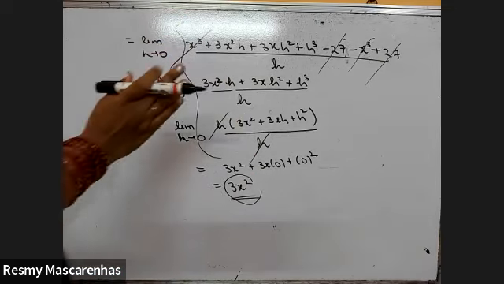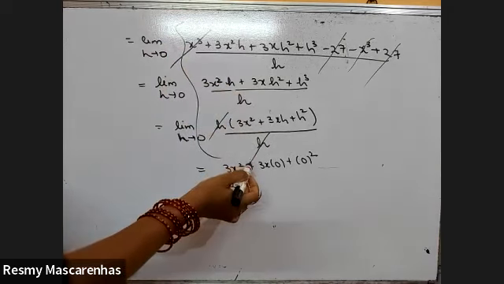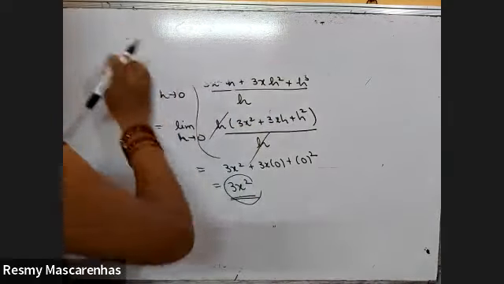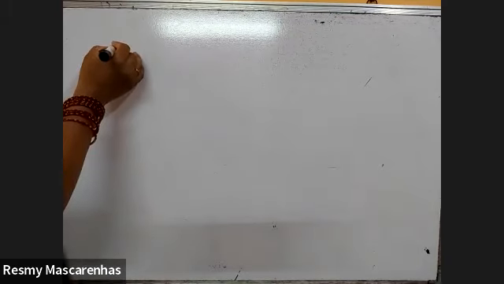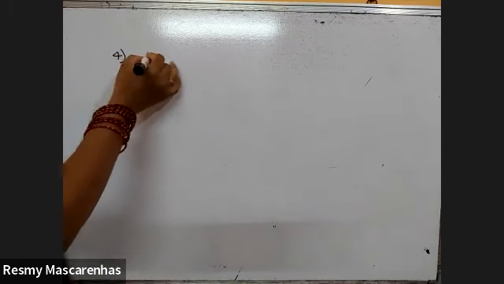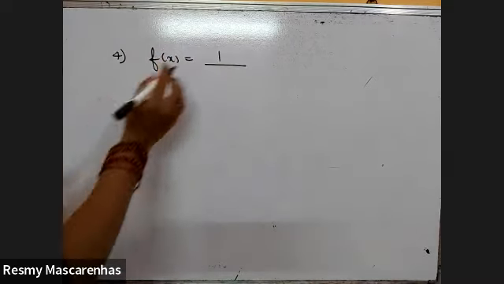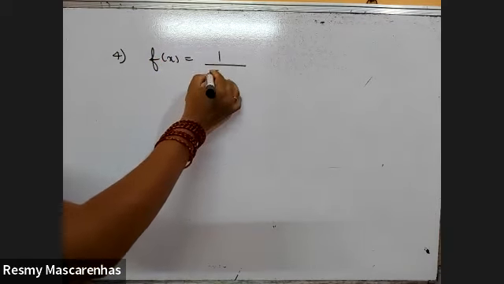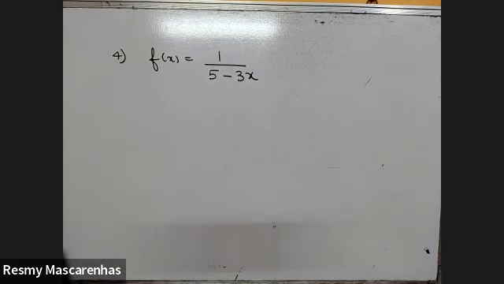But as we know, it is there in the portion, so we have to study, because specifically if they ask using first principle, then you have to do this method. You cannot directly write down. Next one. Five minus 3x.